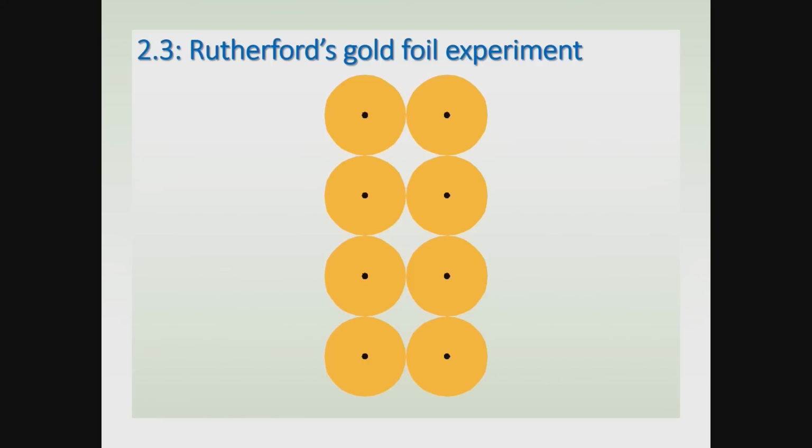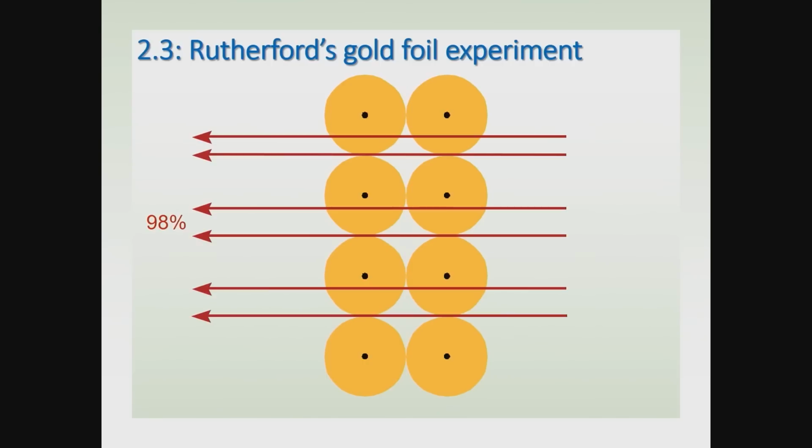Here we have a schematic diagram of gold atoms. I'm representing the nuclei with these little dots, and the rest of the atom where the electrons are is those gold spheres. When you send these alpha particles, which are helium nuclei, through the gold foil, 98% of those particles will not strike anything. They go right through the gold atom where the electrons are. They do not hit the electrons. They go right on through.